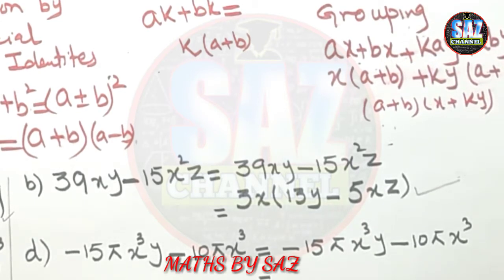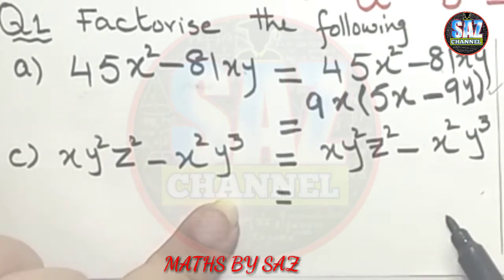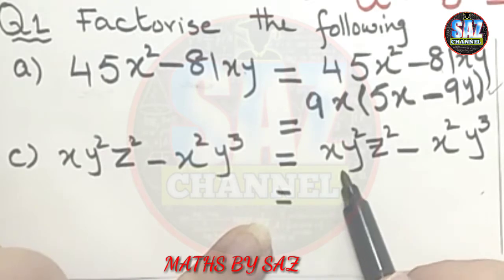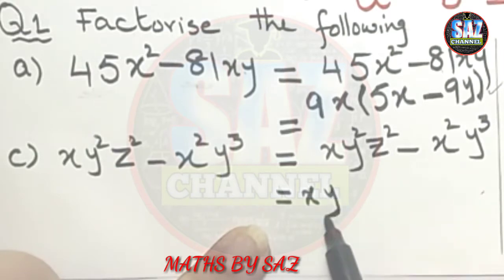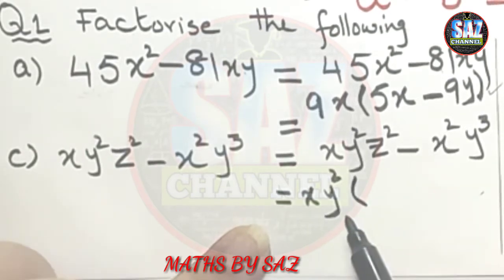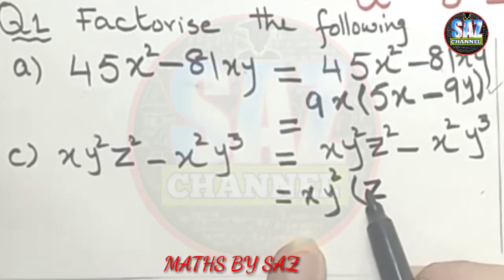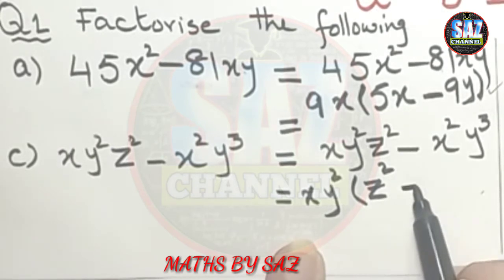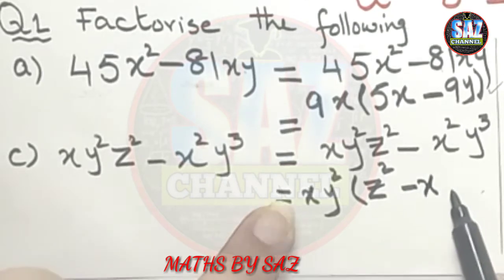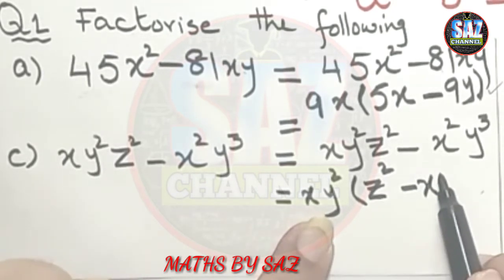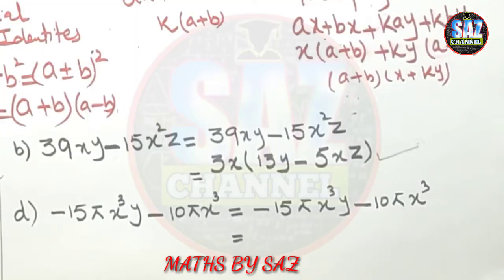Then moving to the next part. The next part is x square y square z square minus x square y cube. Now if you look at x and x square, x is the common factor, and from y square and y cube, y square is the common factor. Extract it out. Now I have extracted x out and y square out, and from the first place I will be left with z square, minus, from x square I have extracted x out, so I will be left with x, and from y cube, y square is out, so inside the bracket I'll put y. I hope this question is clear. Let's move to the next question.